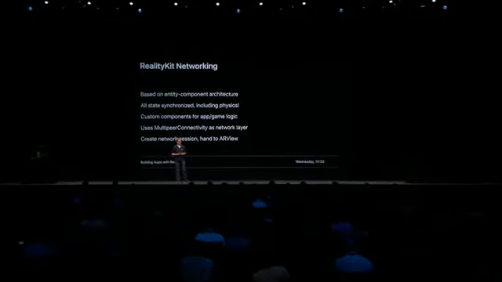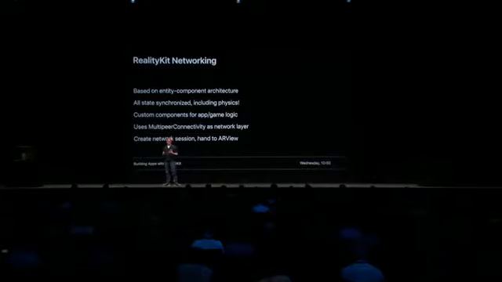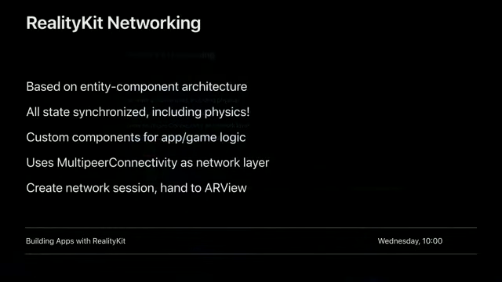So first, RealityKit networking. RealityKit networking is based on the entity component architecture that's built into RealityKit. As you write and change components, they're automatically synchronized across the network for you, including all the physics state. You don't have to do any of that code yourself. You can also define custom components for your own app's application or game logic, and it will take care of the synchronization for you as well.